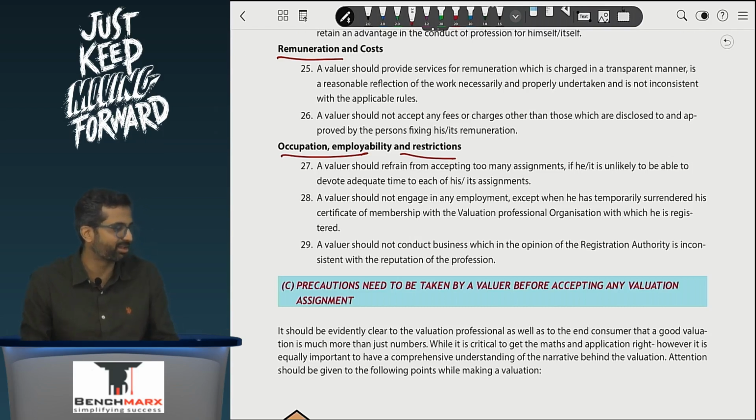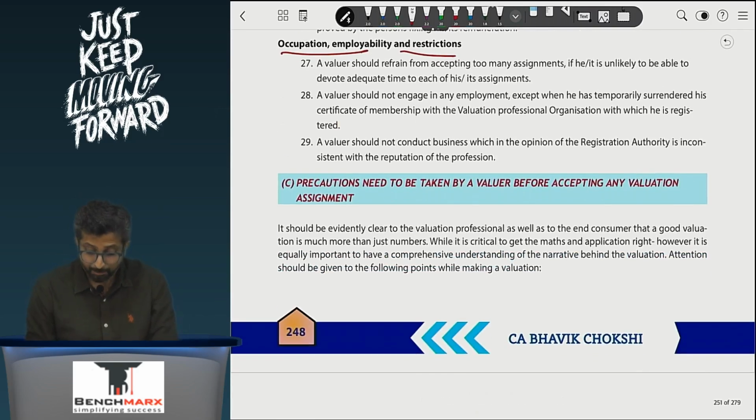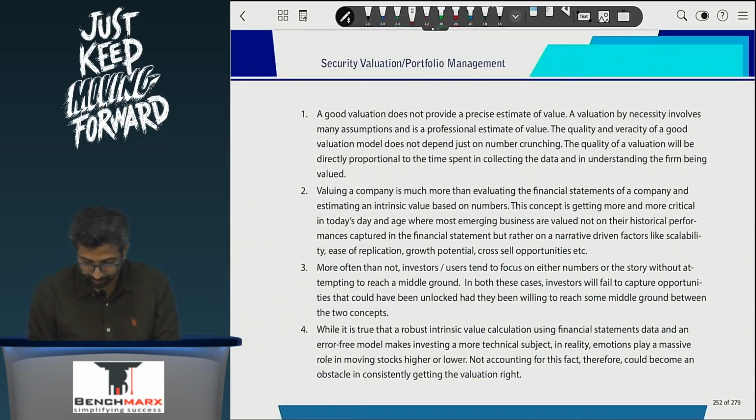I mean, it's there in your study material. Basic broad pointers you should be aware of just in case it comes: what is a valuer, what are the roles and responsibilities, precautions to be taken by a valuer before accepting any valuation assignment. You don't provide a precise estimate of value. You can always give a range of values.